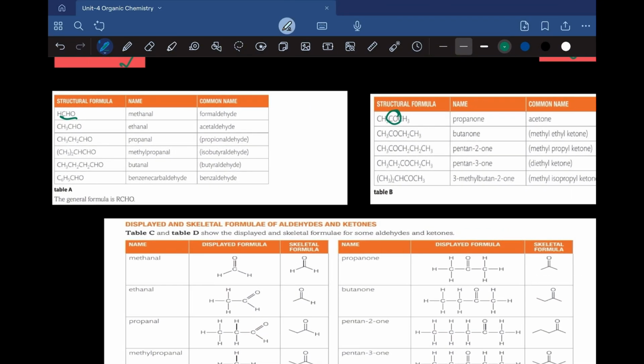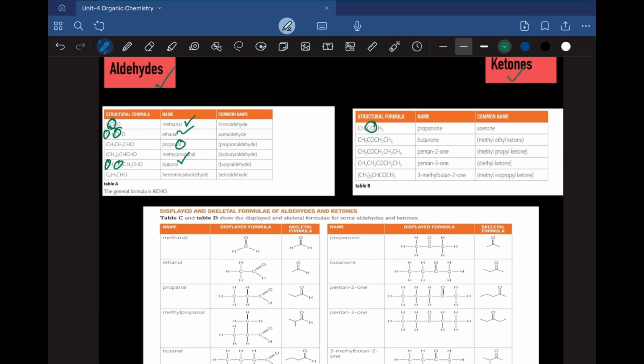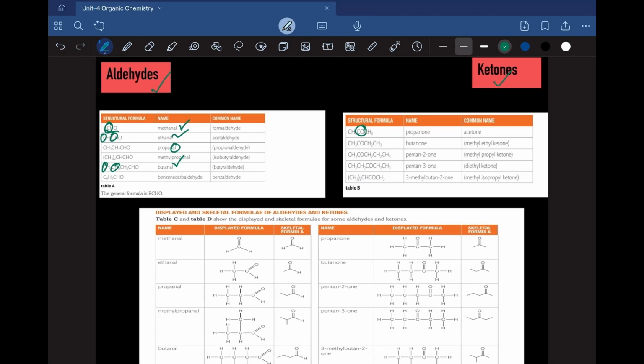Alright, so if there is only one carbon atom, we say methanal. If there are two carbon atoms, we say ethanal. As the name suggests, based on the number of carbon atoms, we add 'al' with it. For let's say this one, 4 carbon atoms, we say butanal. And here in the ketone, you can see there are 3 carbon atoms, so we say propanone, 4 carbon atoms butanone, and this is pentan-2-one.